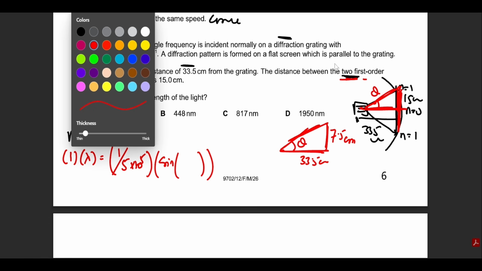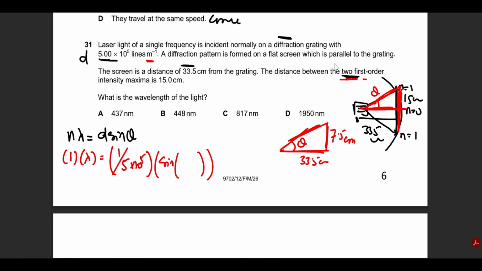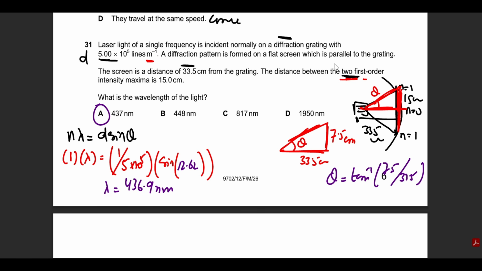theta. Let's find out this angle. This will be theta is equal to tan inverse of 7.5 divided by 33.5. The angle, let's check the angle. Is 12.62. If you put 12.62, make sure that your calculator is in degrees. Then you calculate all the answer, and the lambda comes out as 436.9 nanometers, which is supposed to be option A. This is a good question.